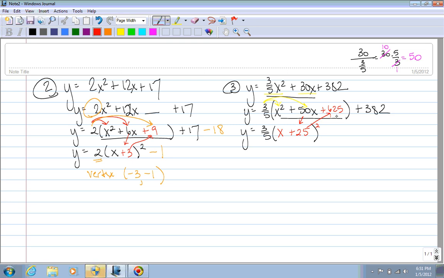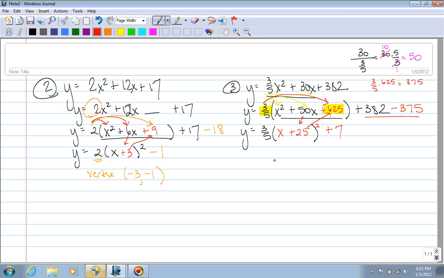Now, you just changed your equation again. You didn't add 625 to your equation. Remember, this 3/5 out front is multiplied by the 625. So you can do that off to the side again. You can take 3/5 times 625 and do that multiplication, and that number is 375. So now that you just added 375 to your equation, you have to take it back off again to not change the value of your equation. So 382 minus 375 is now 7 on the outside of your equation.